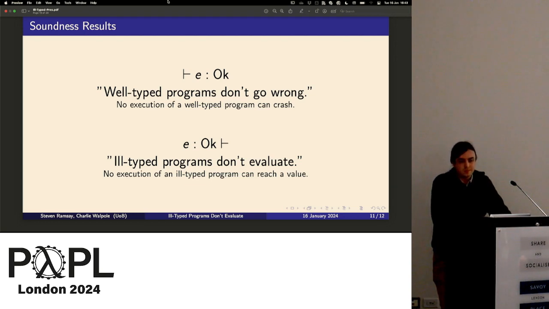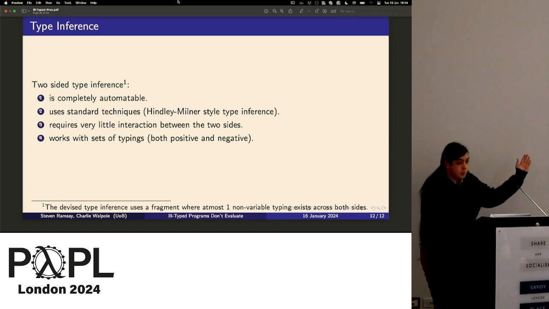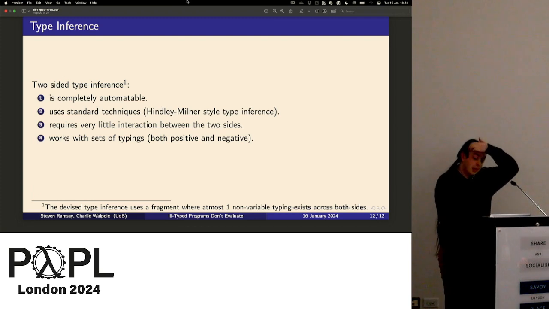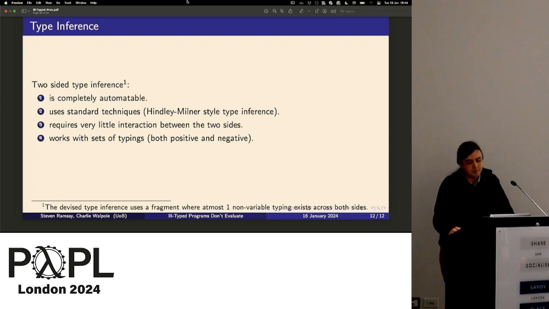You mentioned using it in practice. Do you have an implementation of type checking or type inference or anything? So we have type inference, an algorithm for type inference. It hasn't been implemented, but there is an algorithm in the appendix for type inference. It's completely automated and uses standard techniques. There is very little interaction between the two sides. But as a given term does not have a unique typing, we work with sets of types, or in the case of the actual algorithm, sets of judgments, because you need to keep track of whether a given type is proved on the left or the right. But we do have type inference for the system.